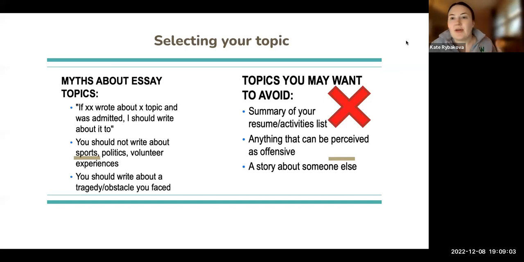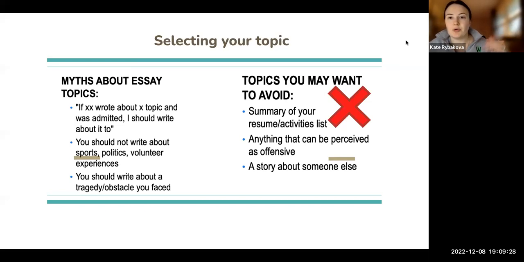obvious. Like, I know a lot of athletes that I came across write about their sport, which I don't think there's anything wrong with it, but I can already see from the application that you're a professional soccer player, that you're a professional tennis player. Unless it's a unique story about the sport that you want to share, I would say definitely avoid politics, avoid just listing what you already put in the activities section.